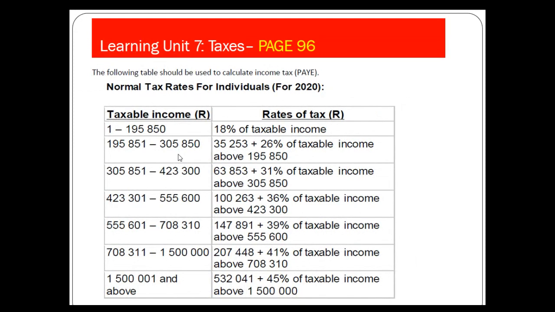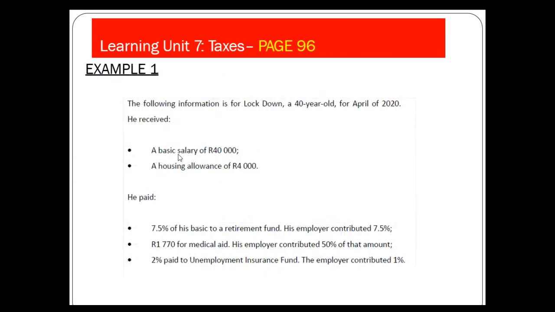So meaning we can only use the tax table if we can find the taxable income. So it means we must first find what? The taxable income. What is the taxable income? The taxable income will be the gross salary less any deductible expenses. Let's go back to the information. Can you see Mr. Lockdown earned a basic salary of 40,000? And he also earned a housing allowance of 4,000. Meaning all in all, he earned 44,000 during the month of April.